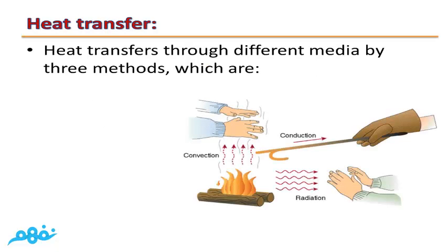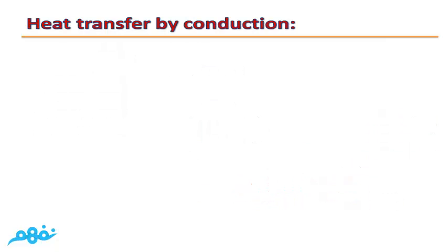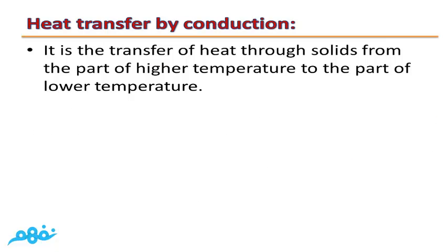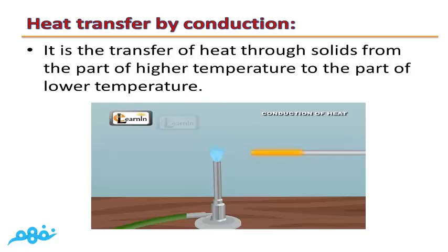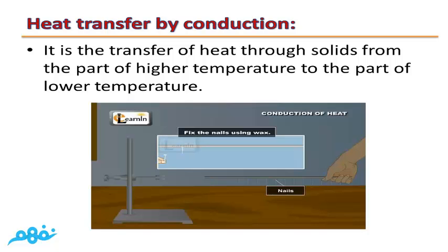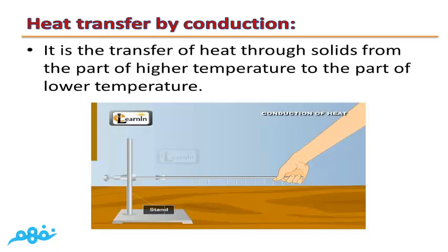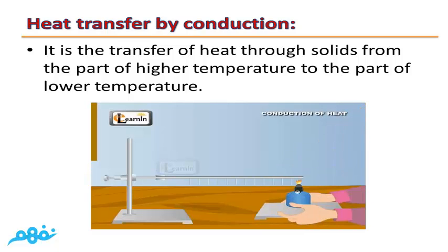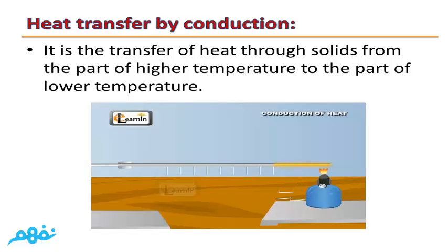Heat transfer. Heat transfers through different media by three methods, which are conduction, convection, and radiation. Heat transfer by conduction. It is the transfer of heat through solids from the part of higher temperature to the part of lower temperature. As you can see from this activity, by fixing nails with the help of wax and heating the rod, holding them, you will see that the nails will fall one after one.